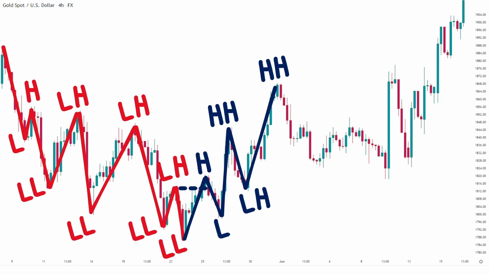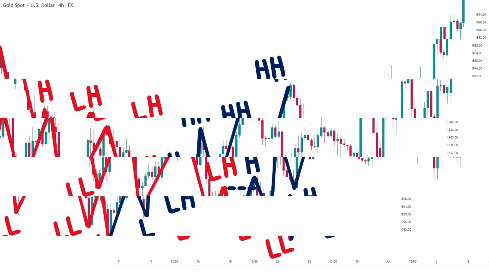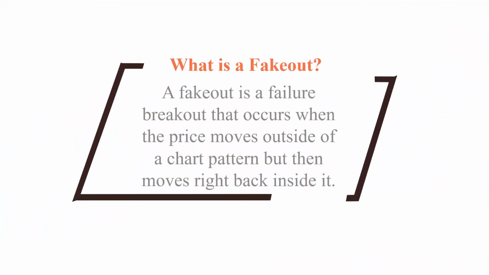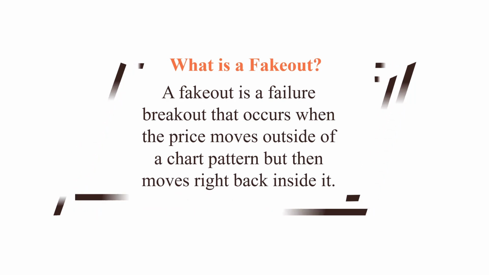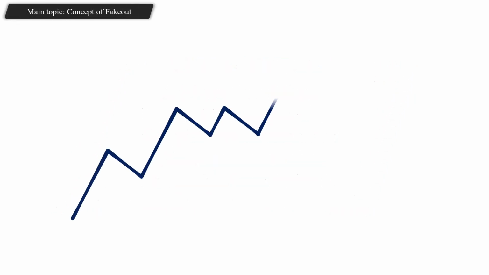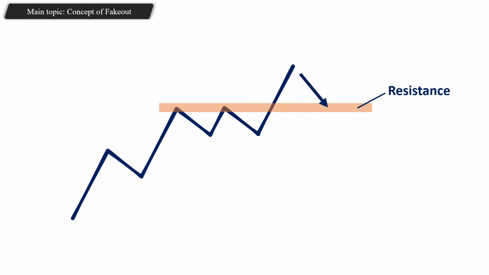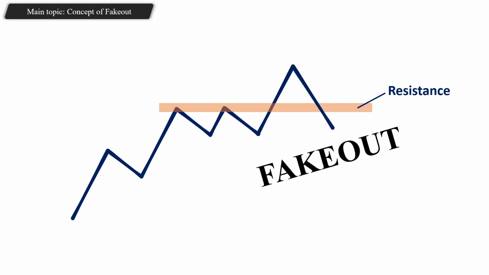Now that you know trend and market structure basics, let's talk about fakeouts. A fakeout is a failure breakout that occurs when the price breaks outside of a chart pattern but then moves right back inside it. Imagine we are in an uptrend, and the market breaks resistance to the upside. So when the market pullbacks to this zone, we expect this level to act as support now, and reject the market to the upside. But if it breaks right through without any hesitation, we call this a fakeout.